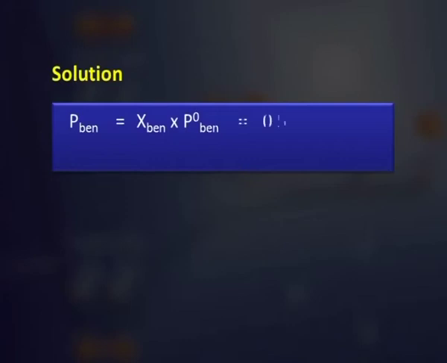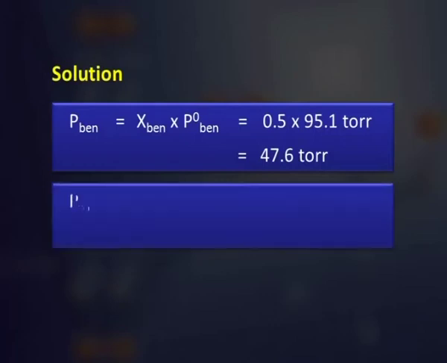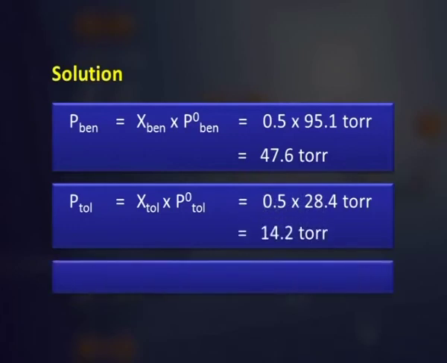Now, P benzene, that is the partial vapor pressure of benzene, will be equal to the mole fraction of benzene into the vapor pressure of pure benzene, which is equal to 0.5 into 95.1 torr, equal to 47.6 torr. Partial pressure of toluene will be equal to the mole fraction of toluene in solution phase multiplied by the vapor pressure of pure toluene. This is equal to 0.5 into 28.4, which is equal to 14.2 torr. Total pressure will be equal to the partial pressure of benzene plus the partial pressure of toluene, which is equal to 47.6 plus 14.2, which is again equal to 61.8 torr.